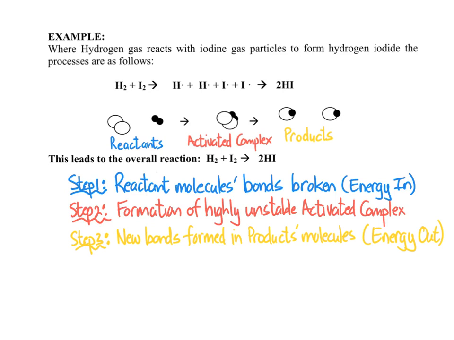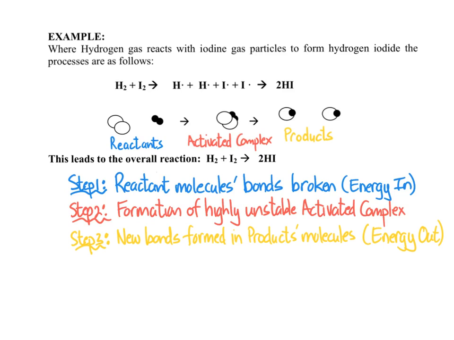Then in step 2, there is the formation of a highly unstable activated complex, which is basically all the atoms that form the reactant molecules that have now been separated from each other and are next to each other. It doesn't last very long because this is a very unstable arrangement.